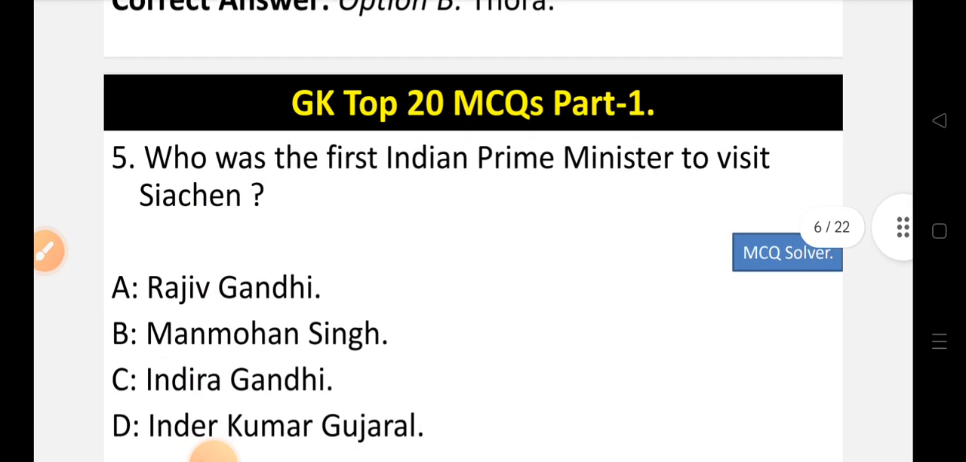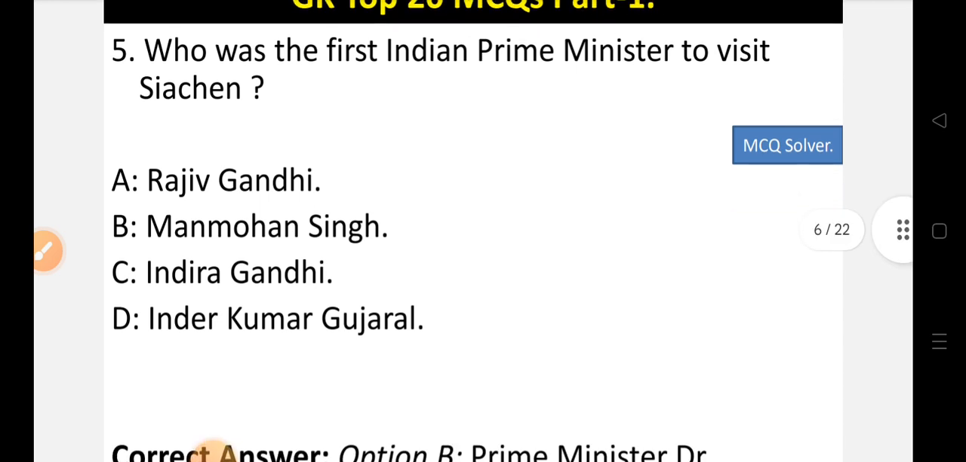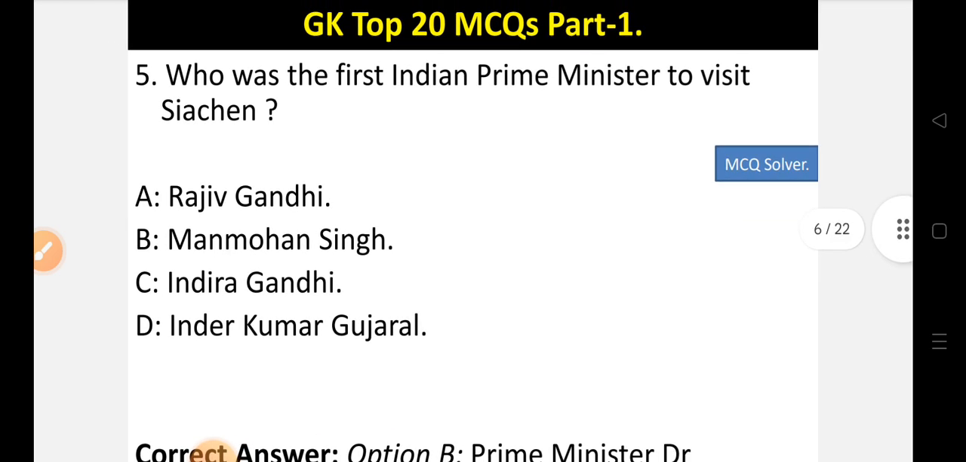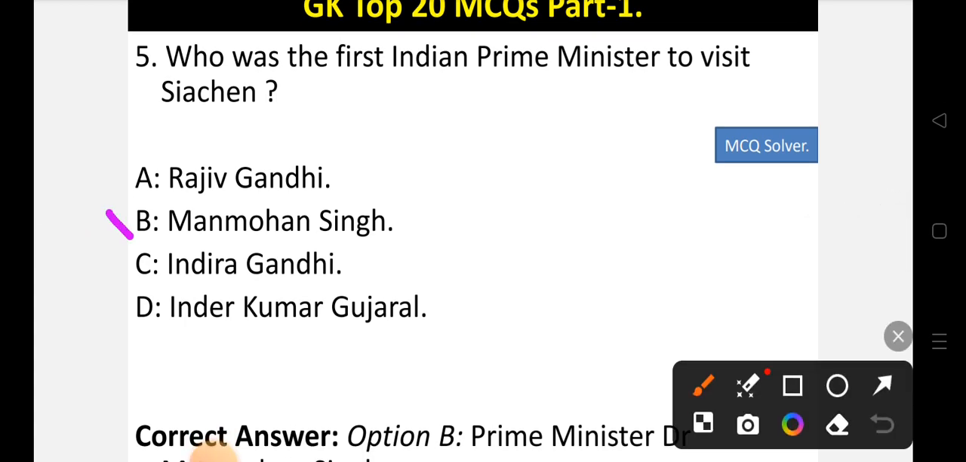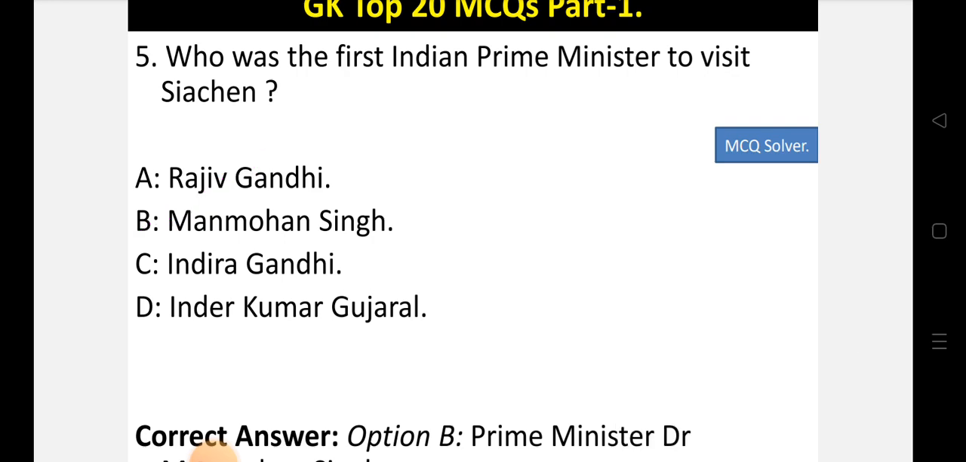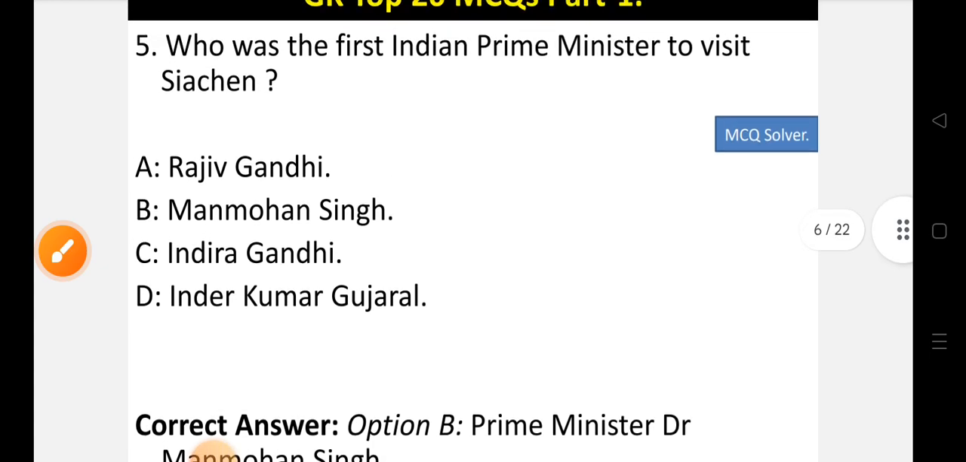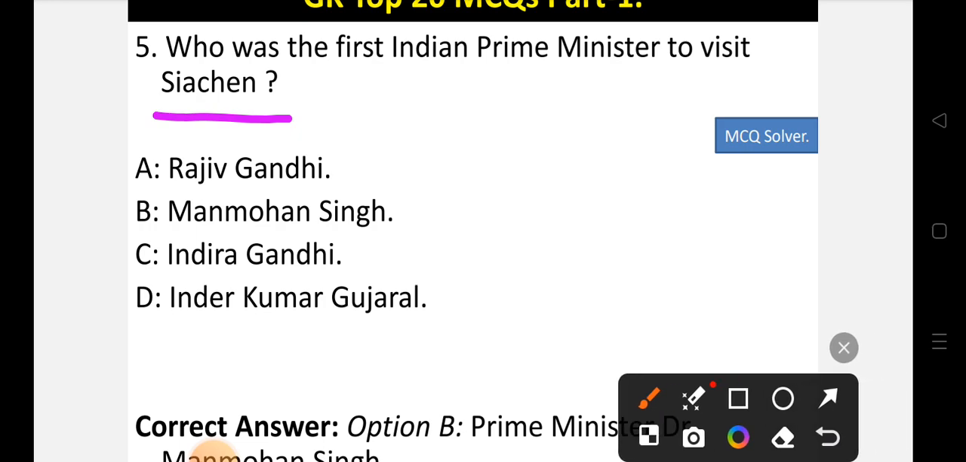Now let's move to question number 5. Who was the first Indian Prime Minister to visit Siachen? So the first Indian Prime Minister who visited Siachen is, the correct option is option B, that is Prime Minister Manmohan Singh. So he visited Siachen. So B is the correct option, and he is the first Prime Minister who visited Siachen. Also, as far as Siachen is concerned, it's the world's highest battlefield. So please remember these facts.